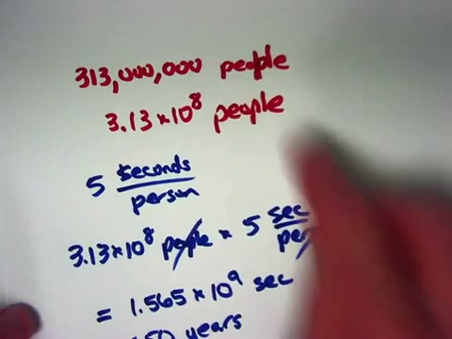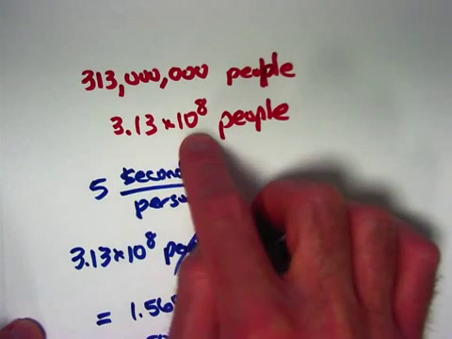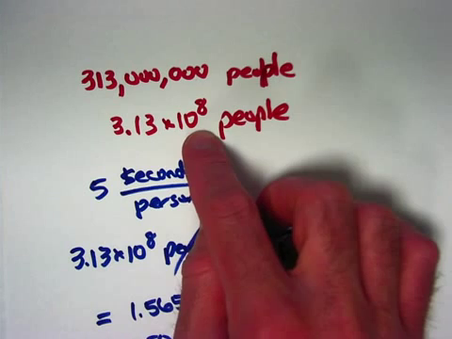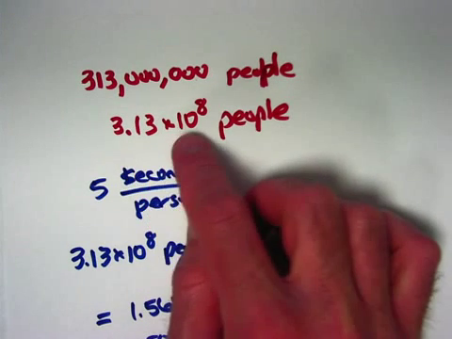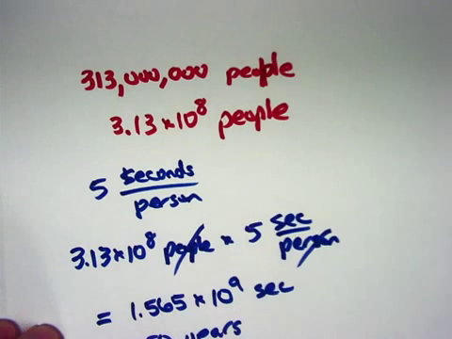We also wrote the number in scientific notation. 313 million people is the same as 3.13 times 10 to the 8th. 10 to the 6th is a million. 10 to the 7th is 10 million. 10 to the 8th is 100 million. So 3.13 times 100 million is 313 million.